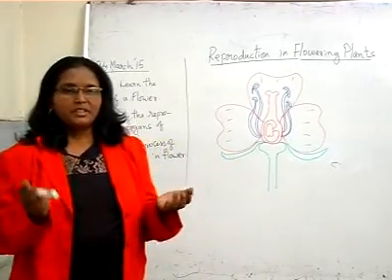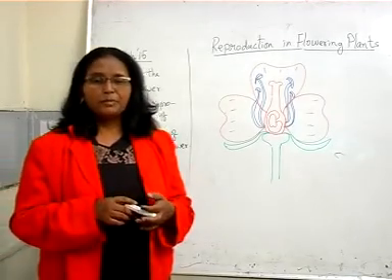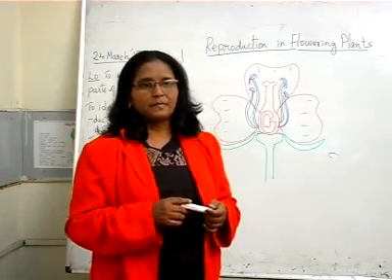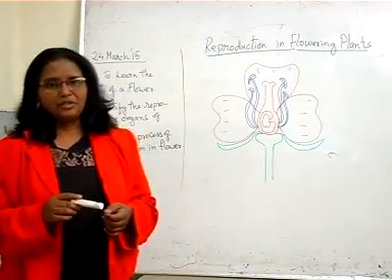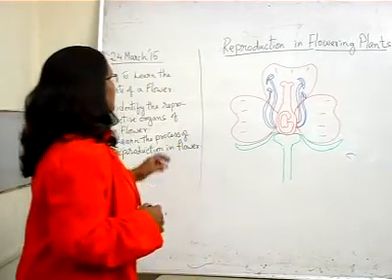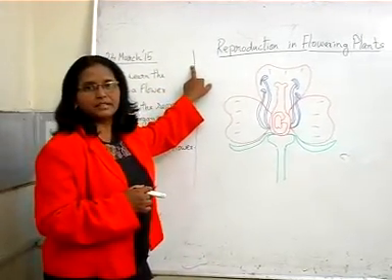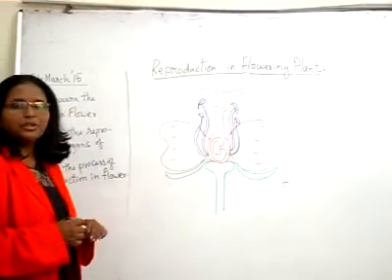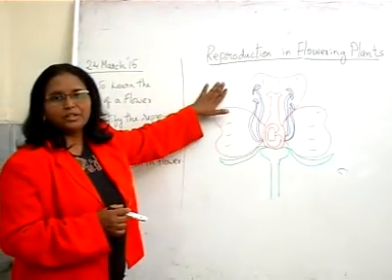Okay, now the flowers are the reproductive structure of the plants. They have male and female gametes in them. Today, let us learn about the reproduction in flowering plants. So, here we are going to learn the parts of a flower.